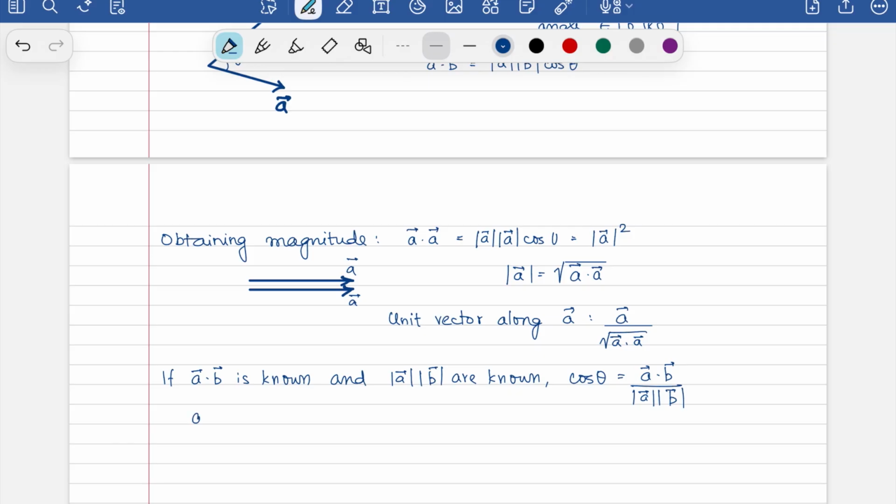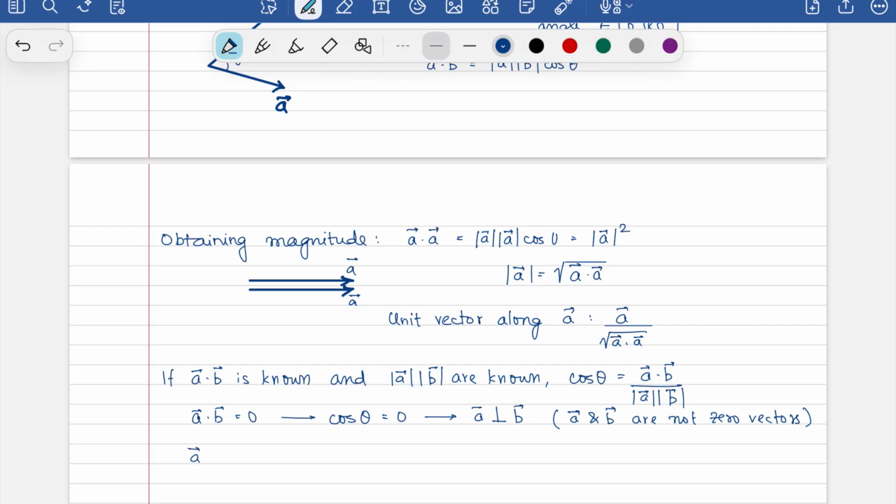If in particular A vector dot B vector is equal to 0, then by definition cos theta has to be 0, which means that A vector is perpendicular to B vector. Okay, I guess a caveat is that A vector and B vector are not zero vectors. If their magnitudes are 0, then of course we can't really say this.